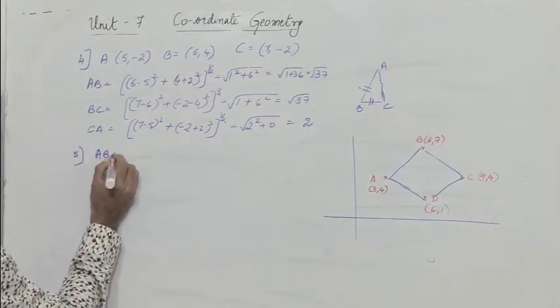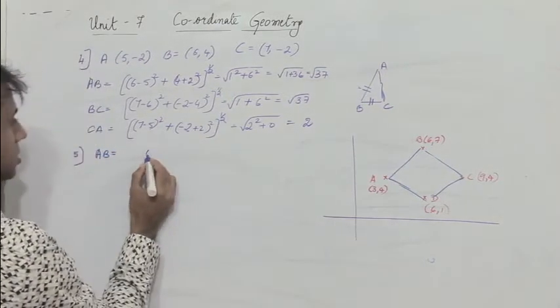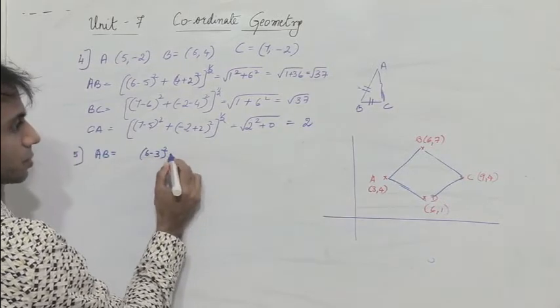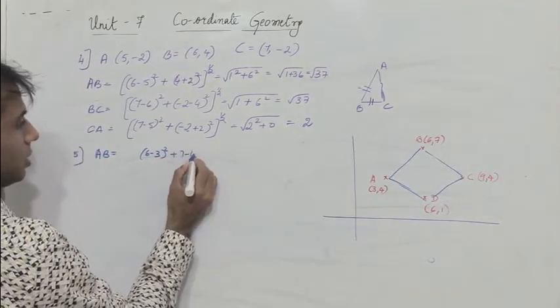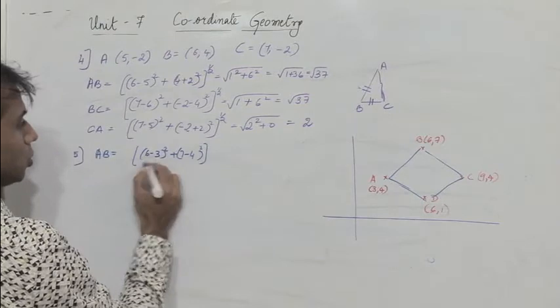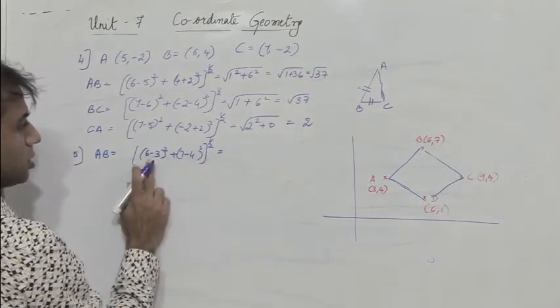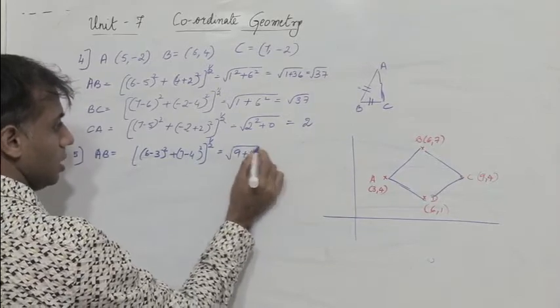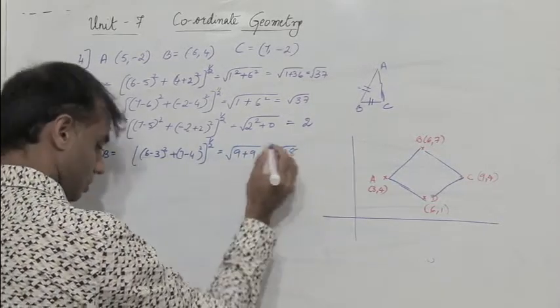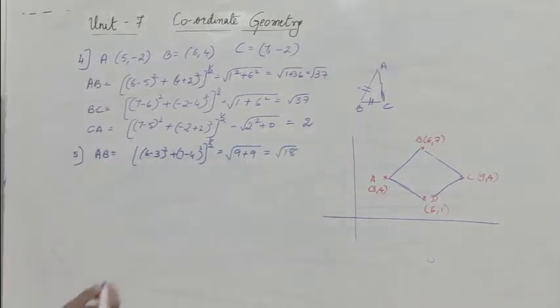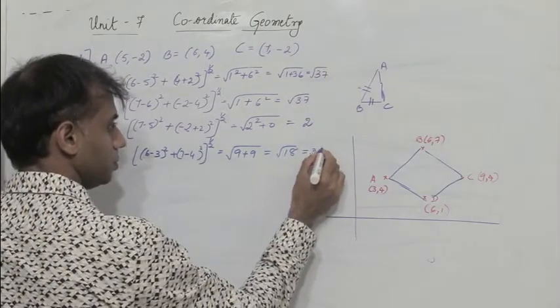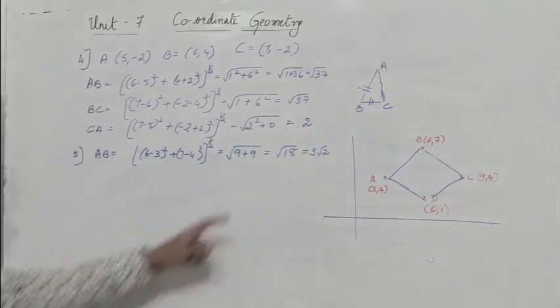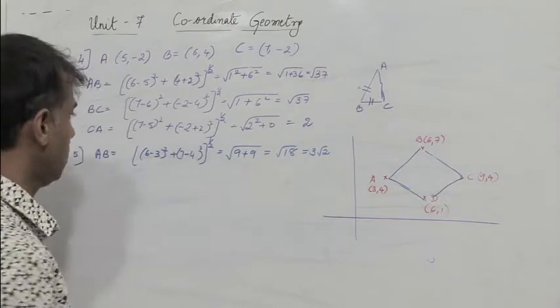Now AB is the square root of (6 minus 3) the whole square plus (7 minus 4) the whole square. So which is 3 square plus 3 square, which is 9 plus 9. So we have root 18, or we can write it as 3 root 2. So 9 into 2, take 9 outside the square root, we get 3 root 2.